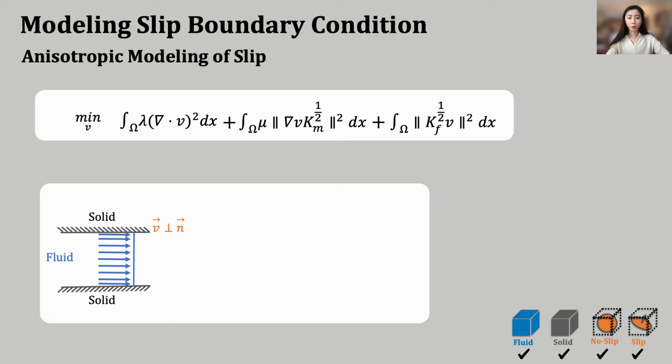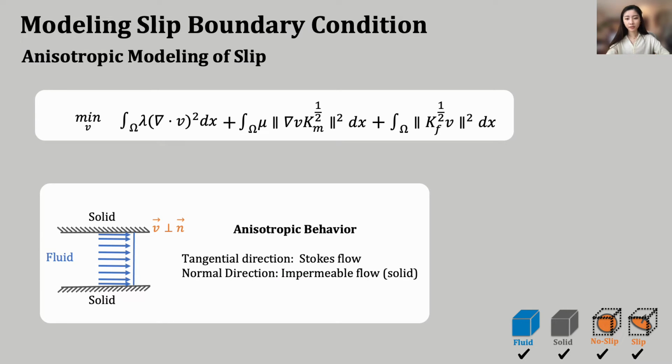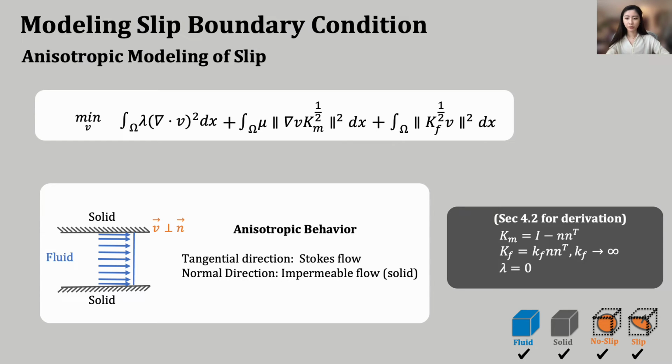To do this, we can look at the behavior we want to model for the slip condition. Slip conditions specify the velocity should be perpendicular to the local surface normal. This is essentially specifying an anisotropic response of the material in two directions. In the tangential direction of the surface, we want the material to model Stokes flow, while in the normal direction, we want the flow to be impeded. We can achieve this behavior by using the following set of parameters, for which we show the full derivations in our paper.